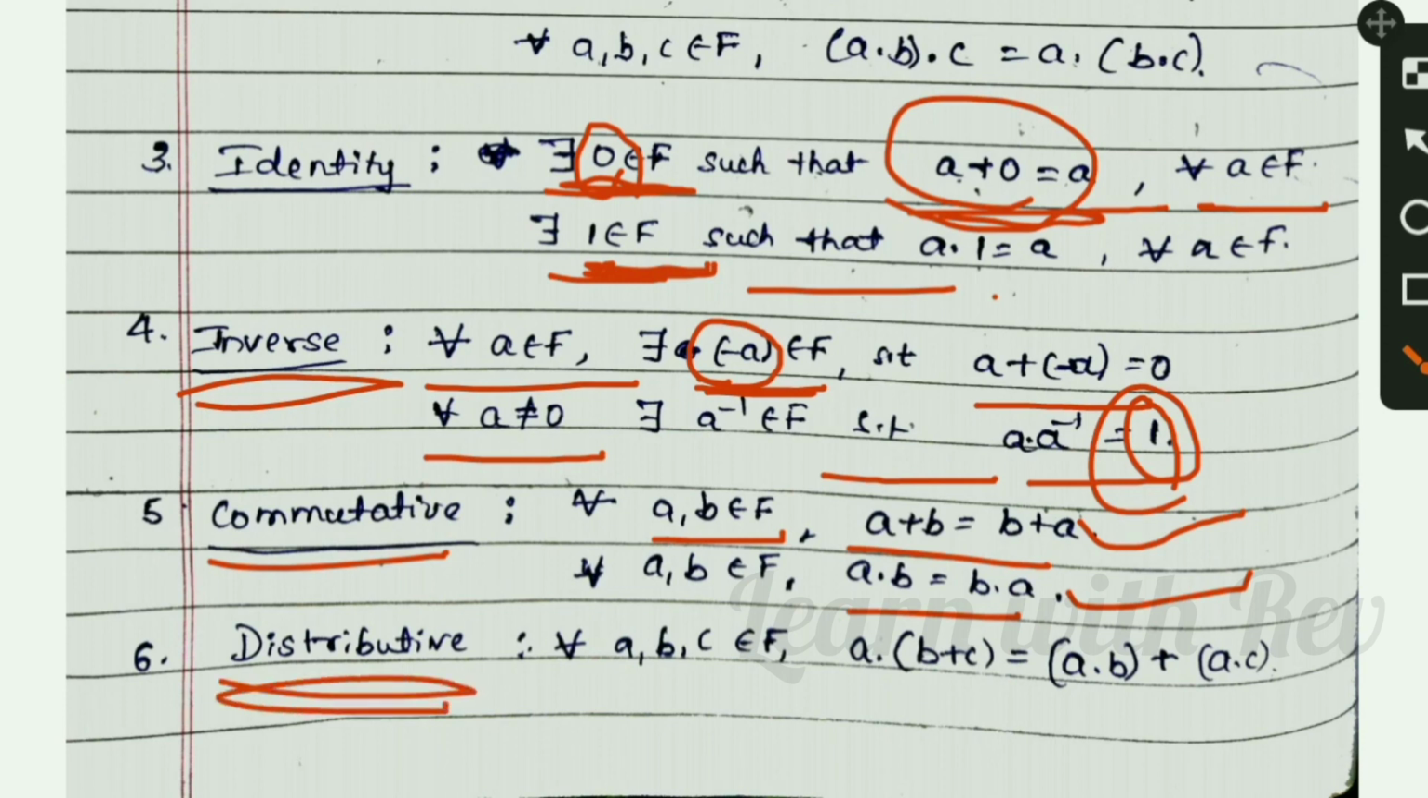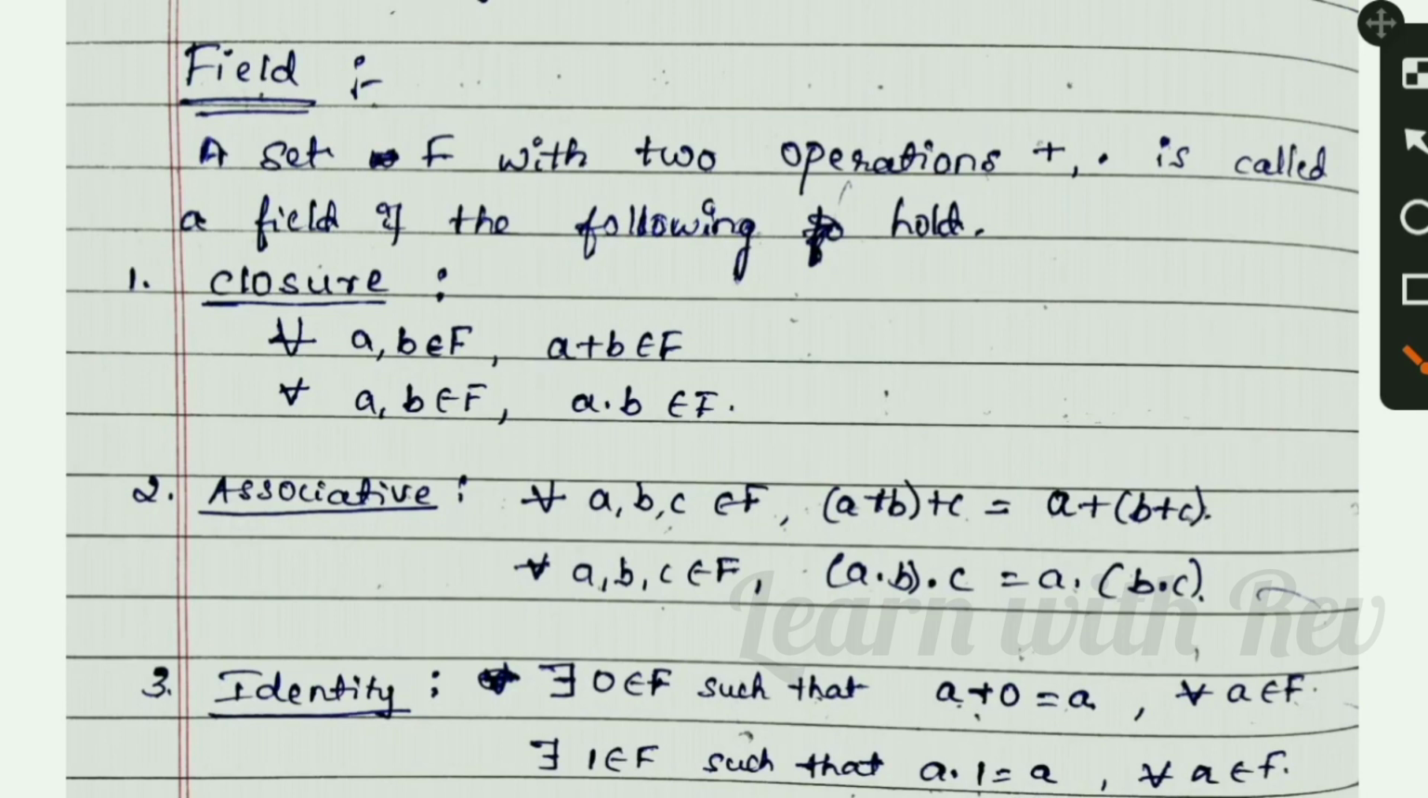Last one is the distributive law. So this is one more property: for all A, B, C belonging to F, A into (B plus C) is equal to A into B plus A into C. So this is known as the distributive law. So a field should satisfy a total of 11 properties: 2 cases with 5 properties each, that is closure, associative, identity, inverse and commutative, and also one more property, that is distributive. So total 11 properties we have in a field.